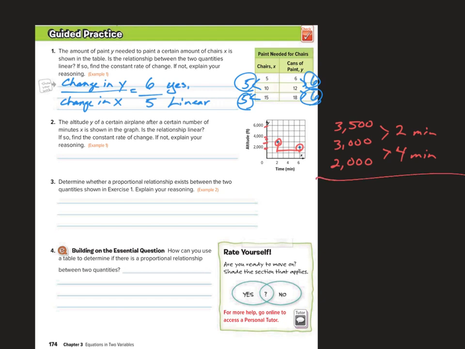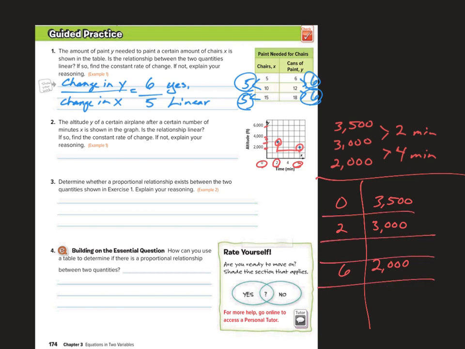And we know that at 0 minutes, our altitude was 3,500. So at 0, we're at 3,500. At the 2-minute mark, our altitude is 3,000. And at the 6-minute mark, our altitude was 2,000. Now I left a gap in my table on purpose, and I'm going to leave an extra slot.